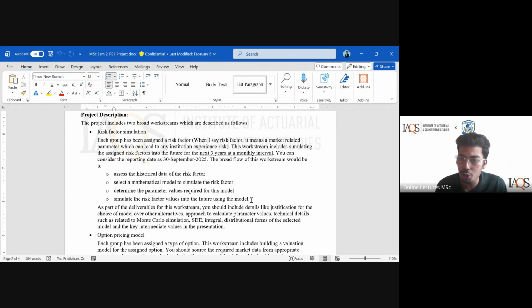How well have you understood the models? How well have you understood how to use Monte Carlo simulation, how to apply Monte Carlo simulation? How does Monte Carlo simulation work? All of this is what the primary objective is going to be. How well have you researched and how well you know what you've done?